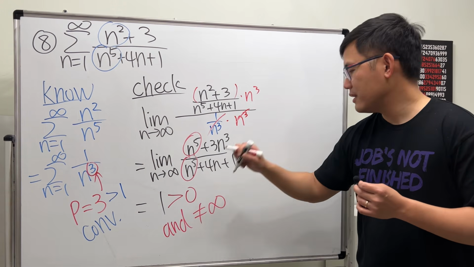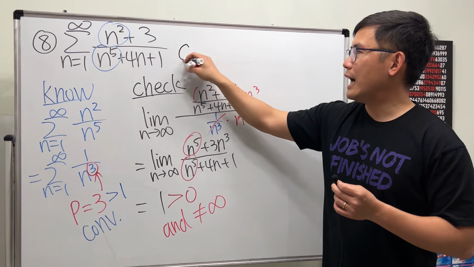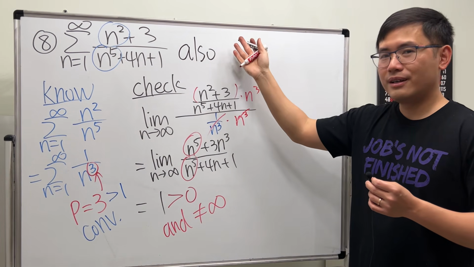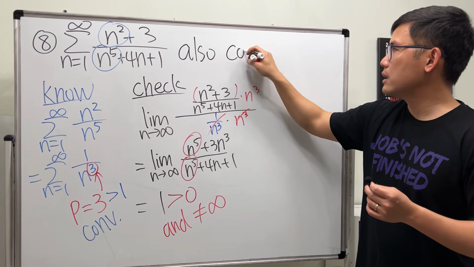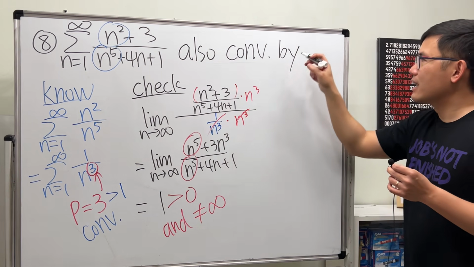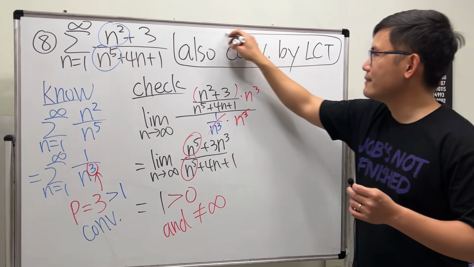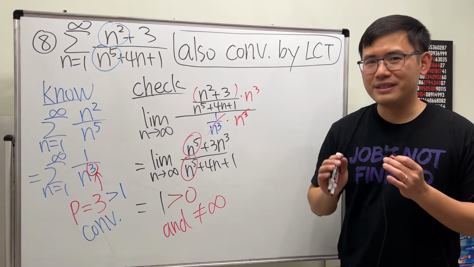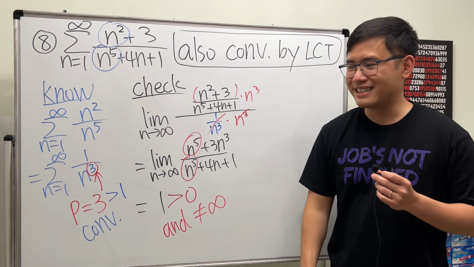And the limit right here is positive, and it's not infinity. Therefore, we can compare and say this right here. I haven't used the word also, so let's go ahead and put that down. Also what? Also converges. Why? By limit comparison test, LCT. And now you know how to use the direct comparison test or the limit comparison test. Best of luck in your Calculus 2 class. That's it.